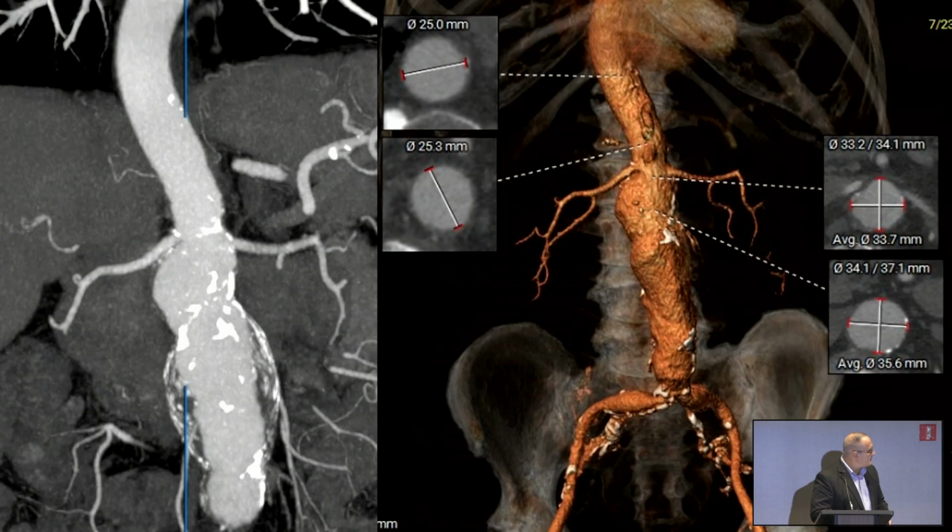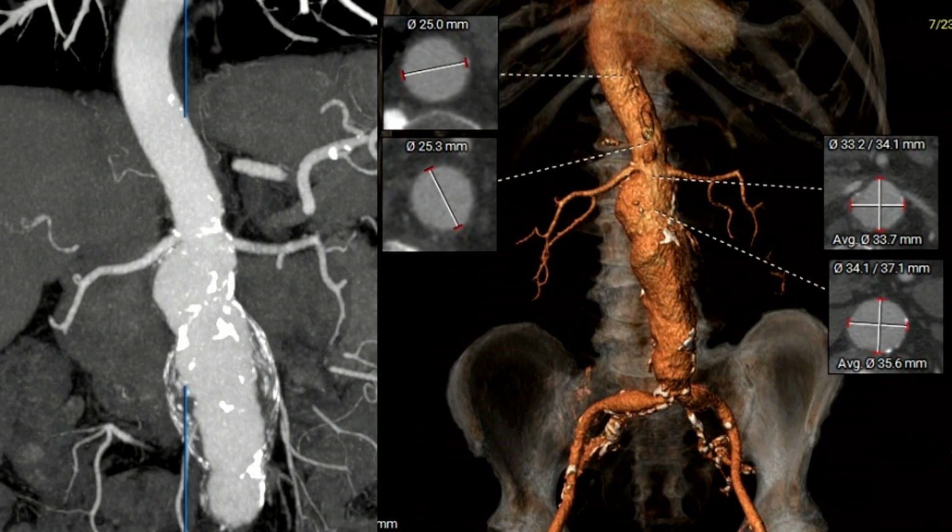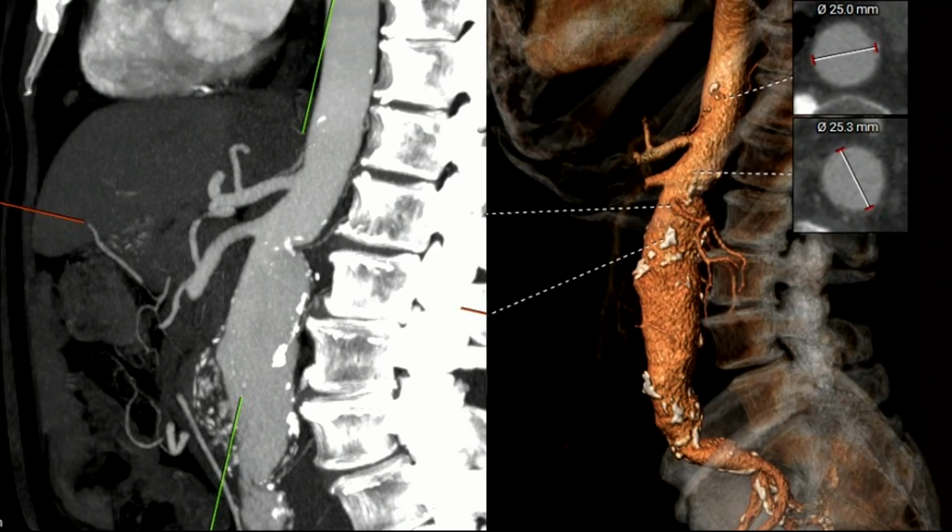The CTA, which evaluated it further, shows that there essentially is no neck here. So here's your renal arteries here, and the aneurysm you can see is here. It's very calcified, goes up here, it's very large, and there's no neck. Here's the 3D kind of version of that.